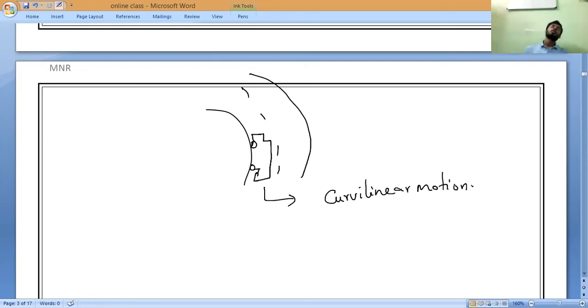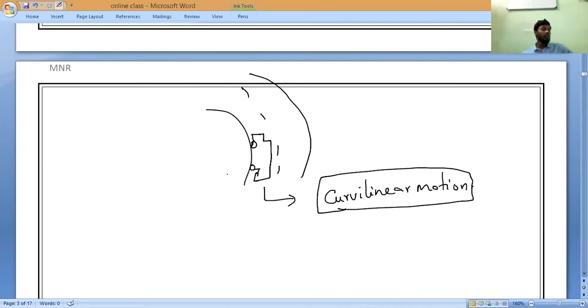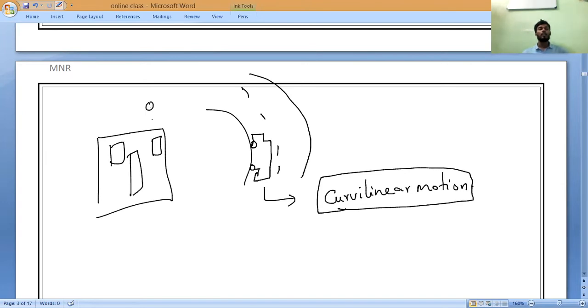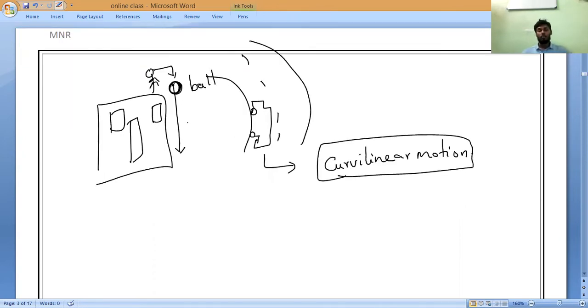So translatory motion will be of two types. What is that? When the body is in a straight line, linear motion or rectilinear motion. When the body is traveling in a curved path, we can say the body is in curvilinear motion. Now, for example, let me take this is the house of Arun Kailash. Arun Kailash is standing on the terrace. Now, he dropped the ball like this. So what is this motion? Rectilinear. He has thrown the ball like this. What is this motion? Rectilinear or linear motion. Clear?